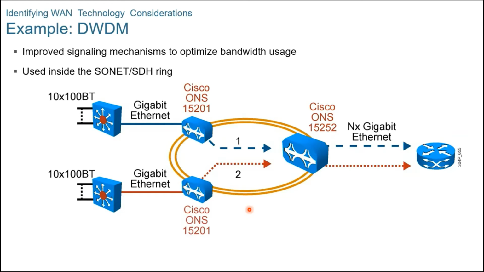Flexible add and drop modules allow individual channels to be dropped and inserted along a route. An open architecture system allows the interconnection of a variety of devices, including SONET terminals, ATM switches, and IP routers. DWDM is also used inside a SONET SDH ring.